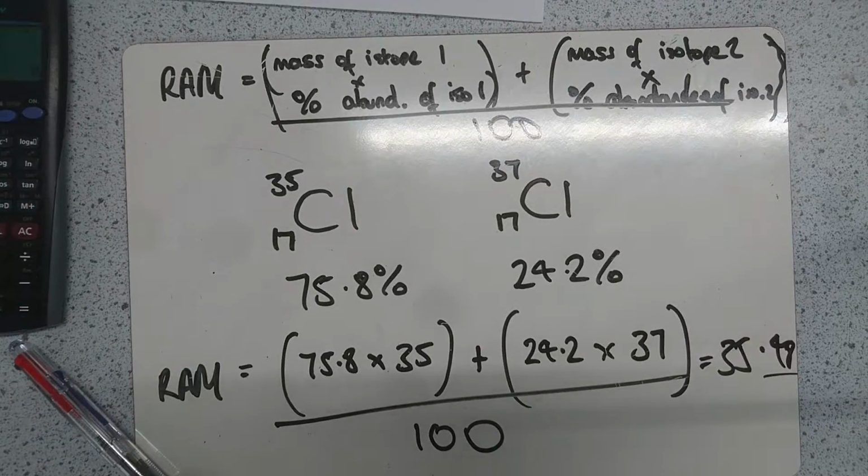So below are some practice versions of these as well. So there's two separate sheets today. One, just practicing isotopes and how to work out protons, neutrons, electrons. And then a second one on relative atomic mass and how to calculate relative atomic mass.